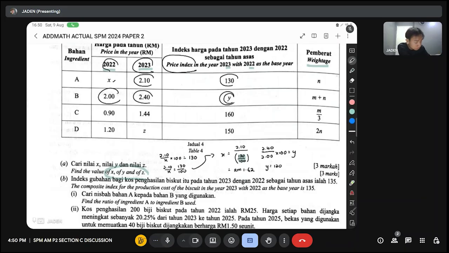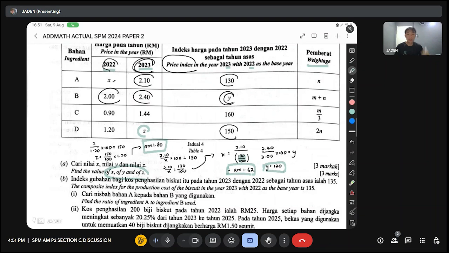One more, which is z here. The latest year will always be at the top. Always remember that, which is 2023. Divide by 1.2 and then times 100, you will get the corresponding price index, which is 150. So z is actually 150 divided by 100 multiplied by 1.2. And then you will end up with the answer RM 1 ringgit 80 cent. So there are three significant answers here: 1.8, 1.62, and 120. And that will be the first 3 marks of your Form 4 Chapter 10. Okay, I hope you are clear with this one. It's a simple and straightforward 3 marks.